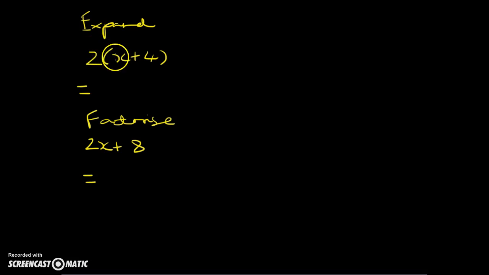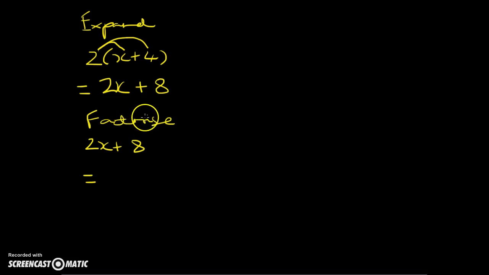So here we've got the example 2, brackets x plus 4 inside the brackets. So hopefully you remember each term inside the bracket, so the x and the plus 4, is multiplied by the term outside the brackets. So 2 multiplied by x, 2x, 2 multiplied by 4 gives us plus 8.